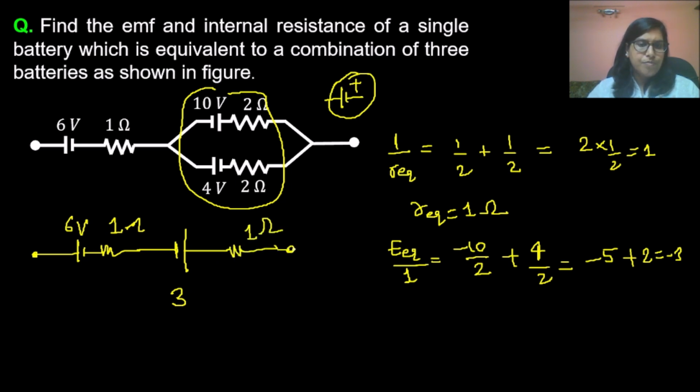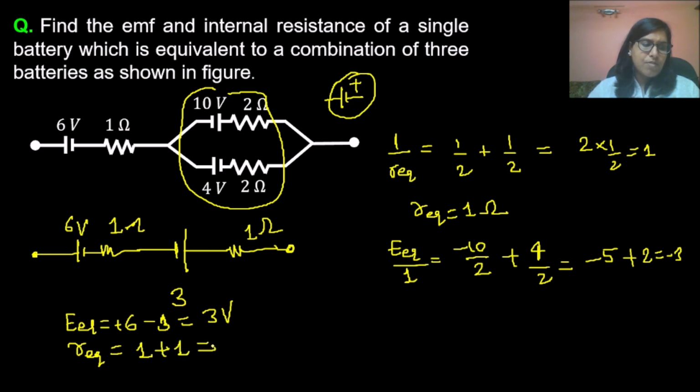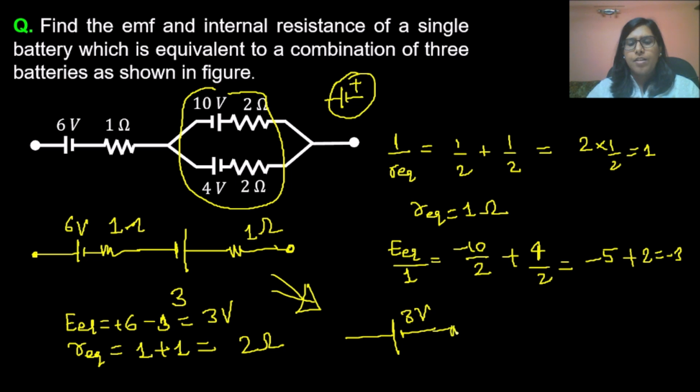Now this is a series combination, so E equivalent will be plus 6 and minus 3, that means 3 volt, and for internal resistance we simply add, so 1 plus 1 is 2 ohm. So this can be replaced by a 3 volt battery with 2 ohm internal resistance.